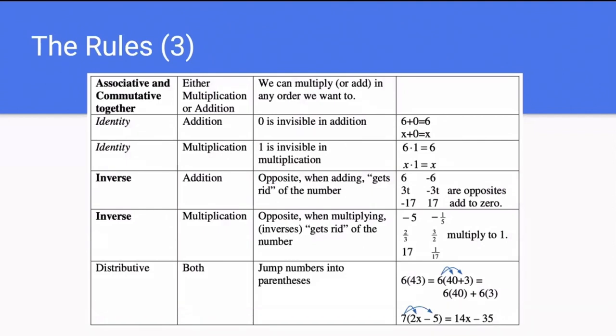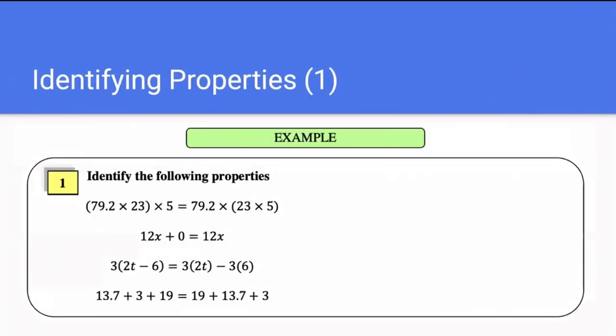Associative and commutative together, either multiplication or addition: you can multiply or add in any order. Identity for addition is 0, which is invisible in addition. Multiplication identity is 1, which is invisible. Inverse is opposites. When adding, get rid of the number and just get 0 for addition, 1 for multiplication. And distributive is when the number jumps into the parentheses in multiplication. Pretty simple. Okay, continuing on to some examples.